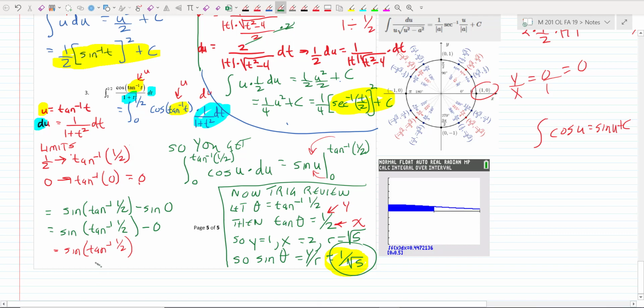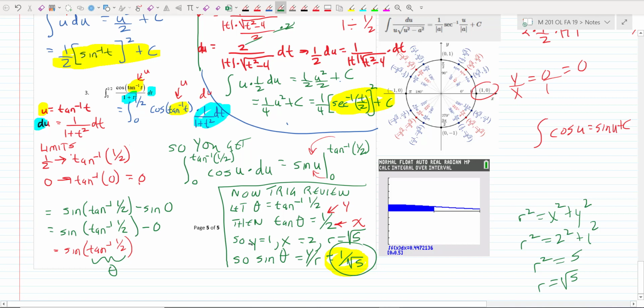So what you do is you let theta be the inverse tangent of 1/2. By definition, if you're doing the inverse tangent of 1/2, and that's theta, that just means the tangent of theta is 1/2. Tangent's y over x, so automatically we have y is 1, x is 2. Now by the Pythagorean theorem, we'd have r squared equals x squared plus y squared. So r squared equals 2 squared plus 1 squared. That's r squared equals 5, so r is square root of 5.